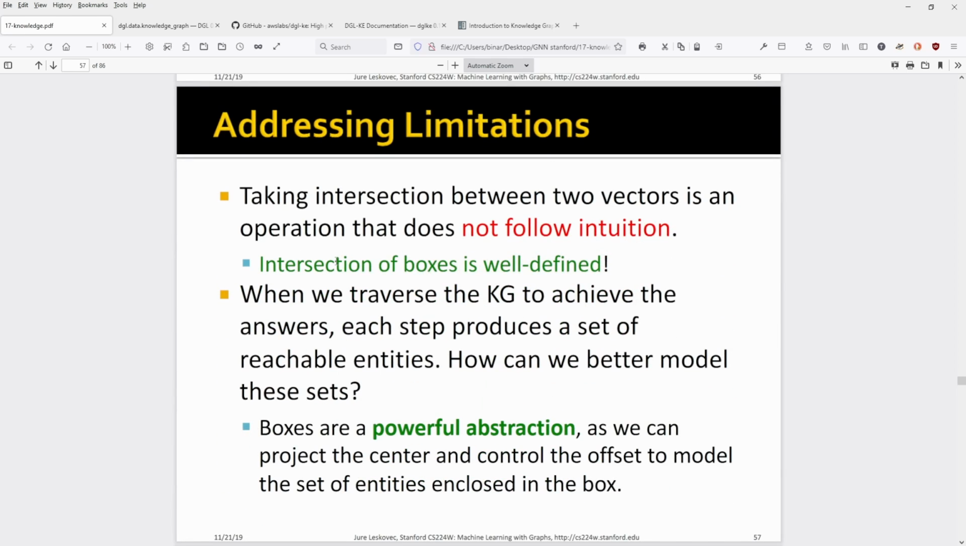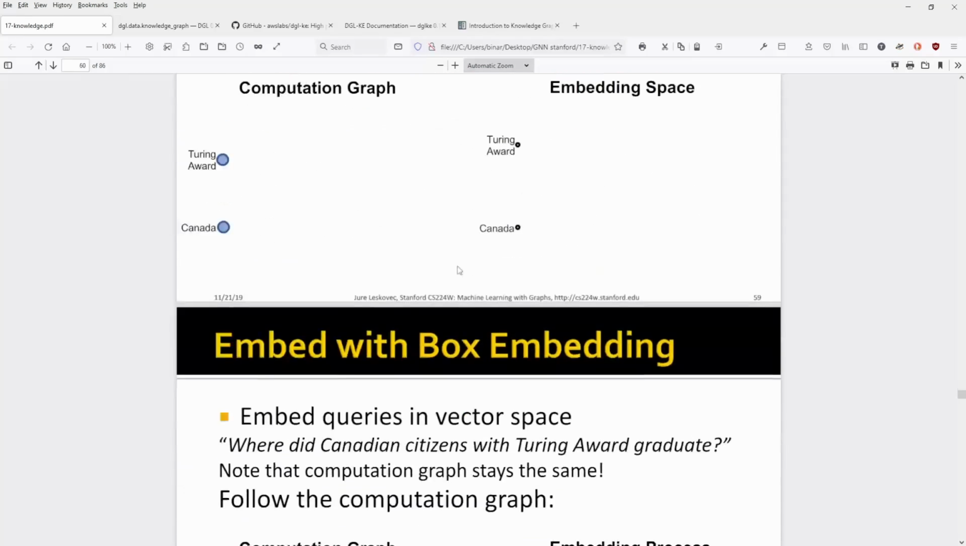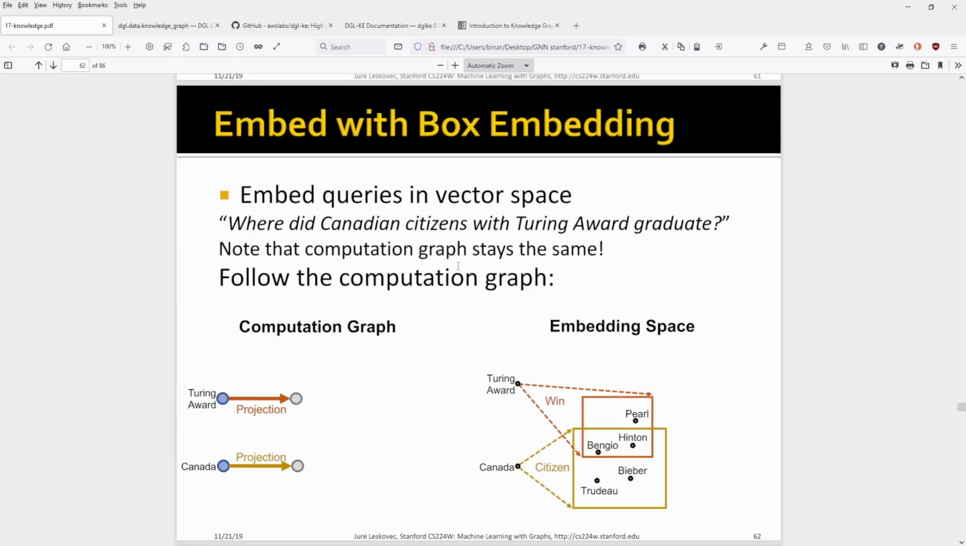And then the intersection of boxes is well defined, because before it was not so easy, but if we have a box and we want to calculate the intersection of two boxes, well, that is easy. Do we have maybe a visual representation of this?